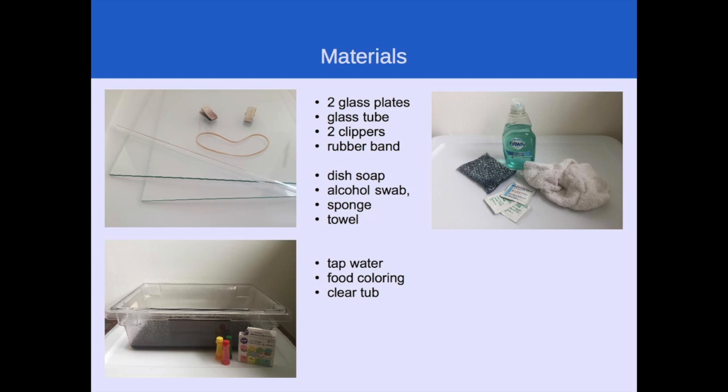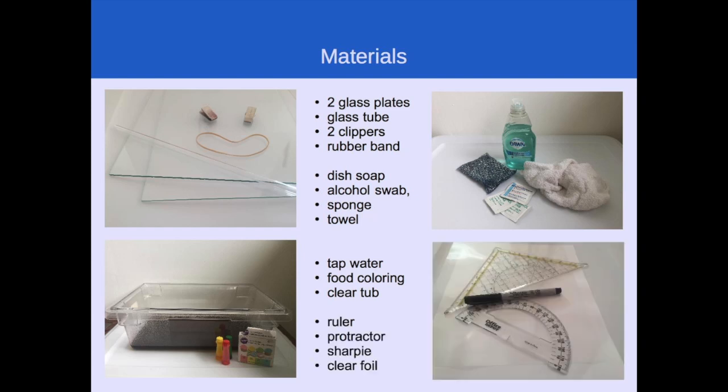As far as the liquid goes, you need a clear tub that is big enough to fit your glass plates in. I used tap water and food coloring, red, yellow, and green, mixed all together to make it visible. That's why it looked so brown, but you can use pretty much any color you want. Now, to visualize the capillary rise qualitatively, I also made a little scale. I just used a ruler, protractor, a water-resistant Sharpie, and a clear foil. So once you have gathered all the materials, we can get started with the experiment.